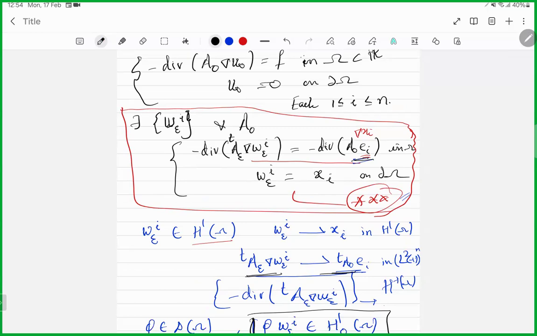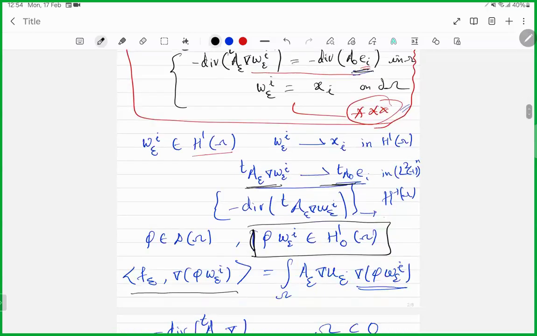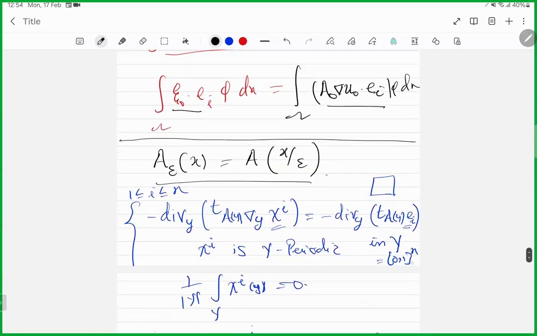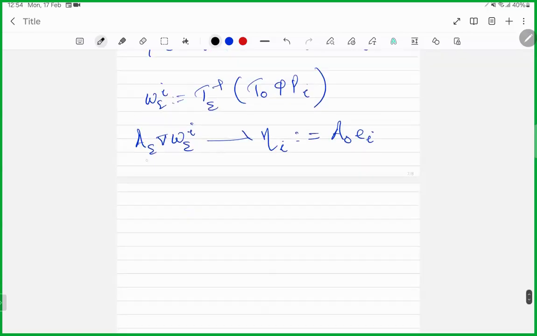No, not from the. No. This is how I choose. So this is not a definition. I just gave you the proof of Tartar where you do that. So that's how I chose my A naught. In fact, that's how I chose my A naught here, as I just explained to you now. I chose my A naught such that it's actually the weak limit of A epsilon grad W epsilon I.